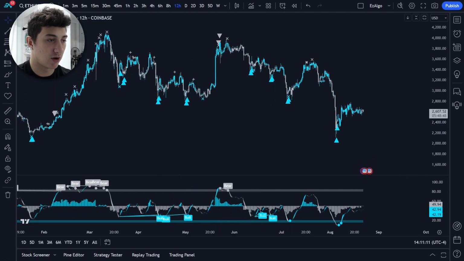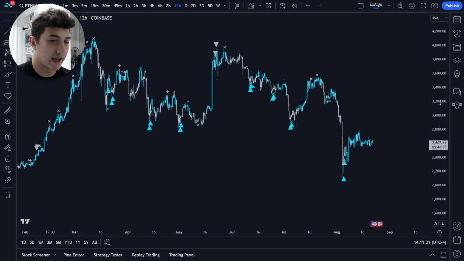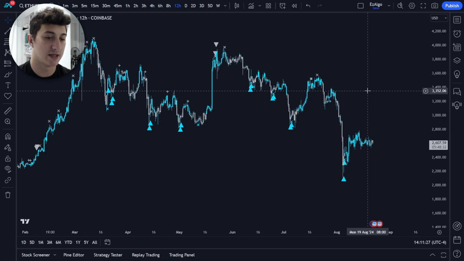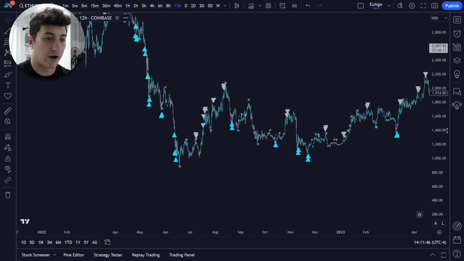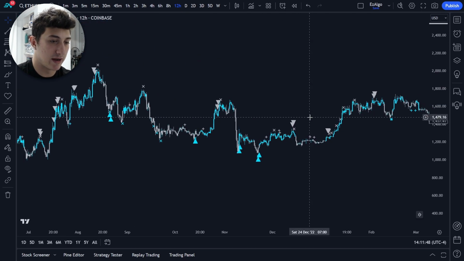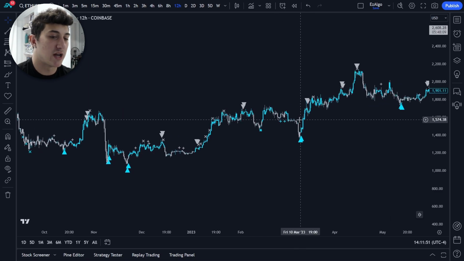But because we're going to go over just the V1.5, I'm going to turn off the oscillator for this video. I'm mainly going to cover the buy and sell signals in this video. I've gone over all the other EzAlgo inputs in other videos, but I mainly want to cover these signals and how to use them, because I don't think you guys understand how powerful these signals really are, especially on a higher time frame. So if we look at ETH here on the 12-hour time frame, you can see that these signals have been on point pretty much 90% of the time.